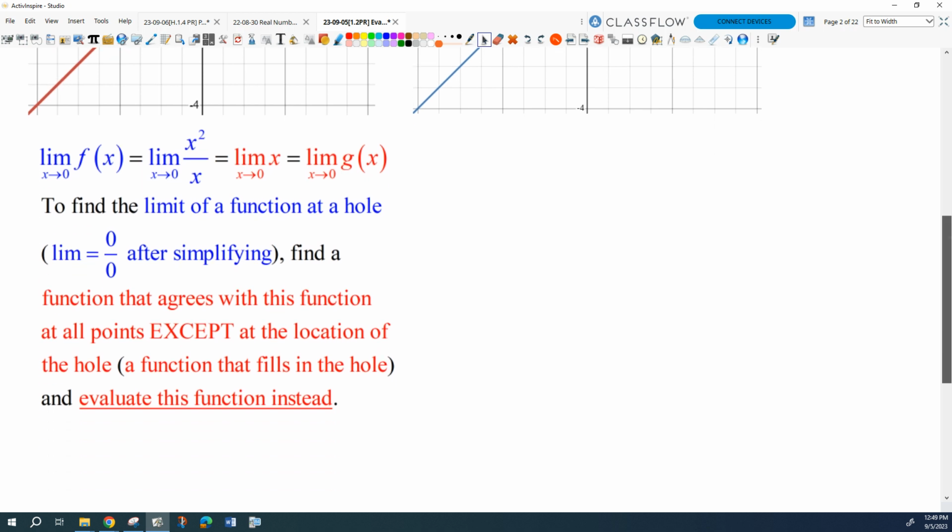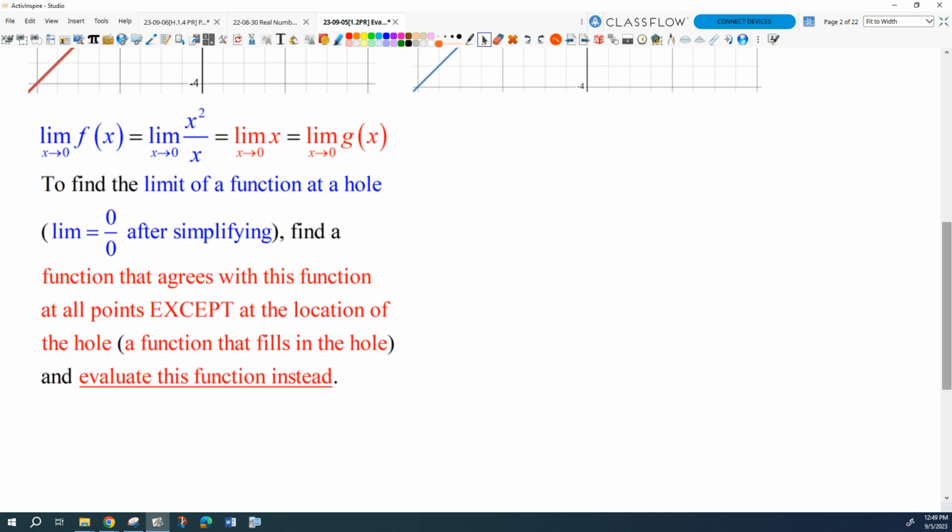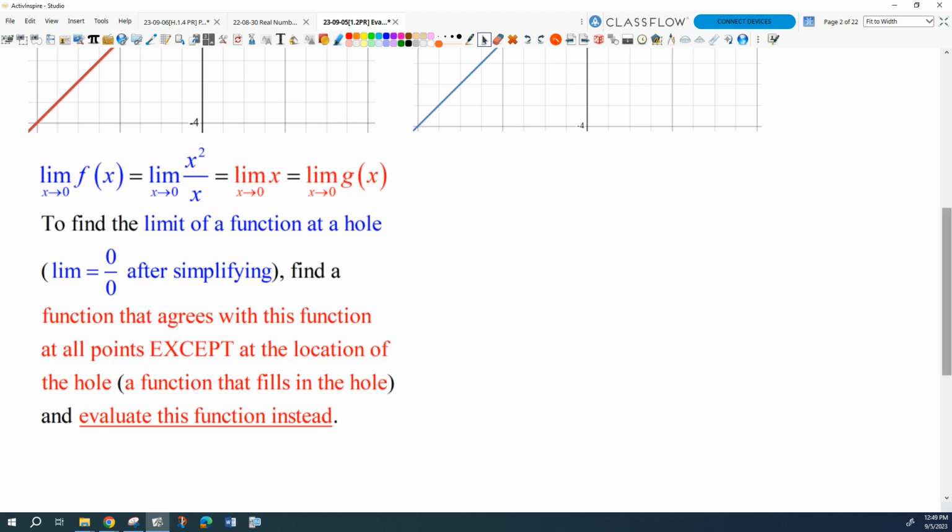So to summarize this, to find the limit of a function at a hole, find the function that agrees with this function at all points except the location of the hole, and fill in the hole by simplifying the quotient, okay? What really happened there when we simplified the quotient? Let's look at this in detail for just a second.